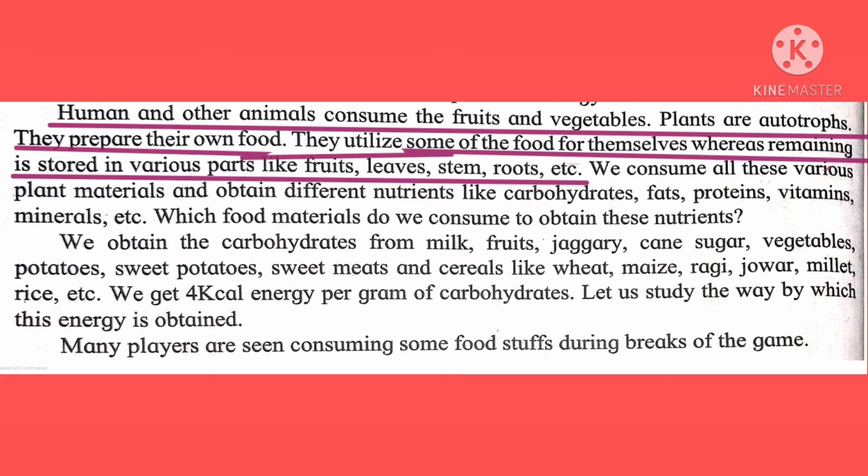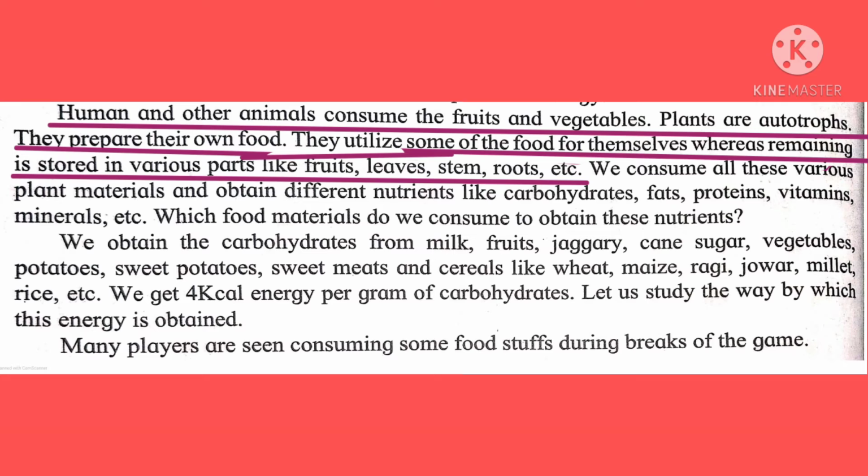Humans and other animals consume fruits and vegetables. Plants are autotrophs. They prepare their own food. They utilize some of the food for themselves, whereas the remaining is stored in various parts like fruits, leaves, stem, roots, etc. Students, we know that humans and animals are heterotrophic in nature, while plants are autotrophic in nature. Humans and other animals directly or indirectly depend on fruits and vegetables, that means plant related food material.